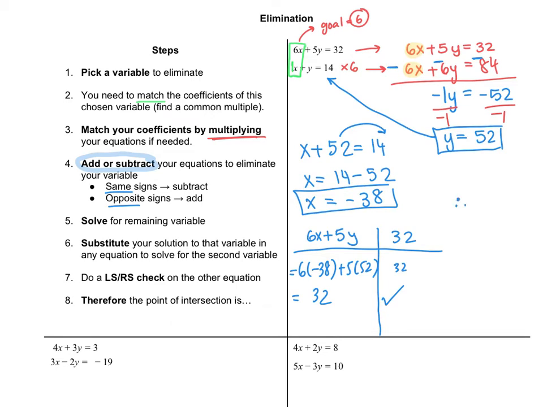And now I can write my therefore statement. Therefore, point of intersection is negative 38, comma 52. So you chose a variable to eliminate, you match the coefficients, and then add or subtract. And then after that, it gets repetitive. So let's try it again.